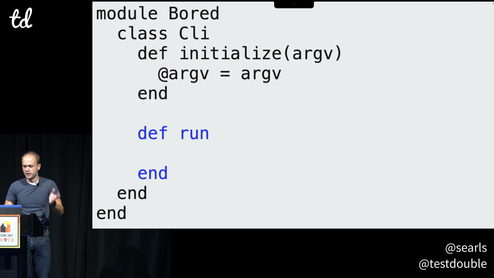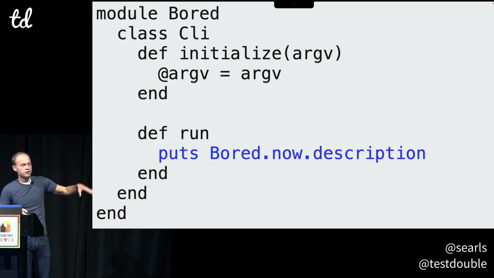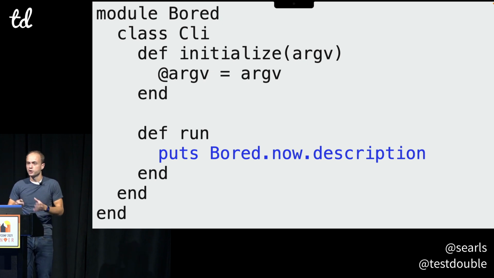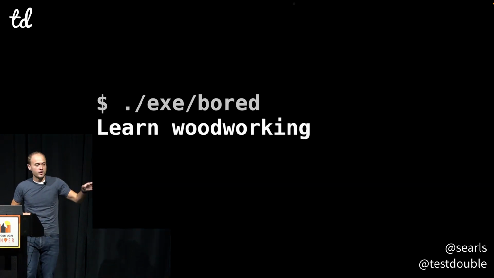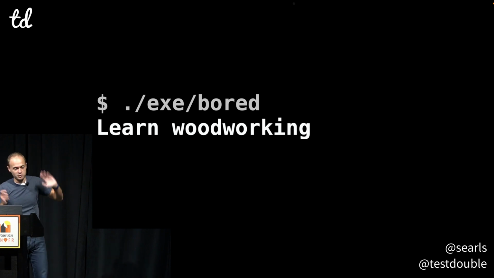And then it turned out we don't really need it, so it's kind of future-proofing. Because all we're going to do in our initial implementation here is just call Board.now and then puts the description to the command line. All right, so now we can run it locally. You don't have to install it to actually test it. We're going to run it here, and it says learn woodworking. All right, cool.